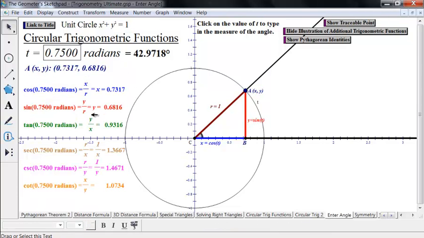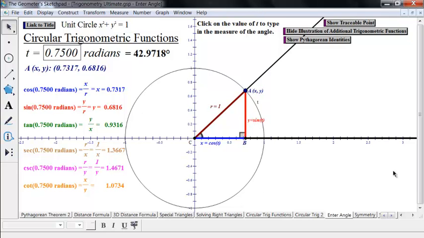Of course we can use this as a calculator by just typing in the angle in radians. It will draw it to scale, draw the reference angle, and notice the reference angle is always drawn straight down to the x-axis so that we get a right angle right there on the x-axis.